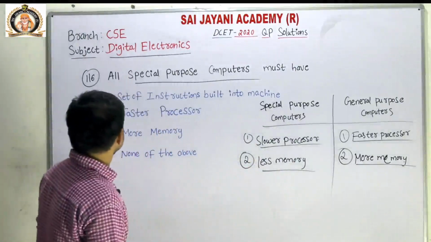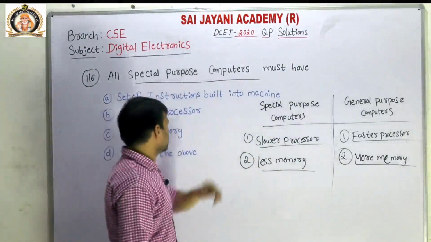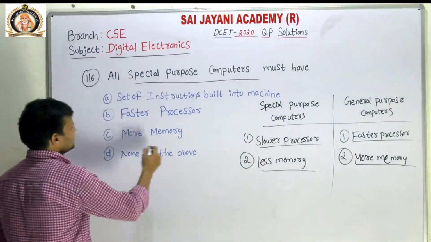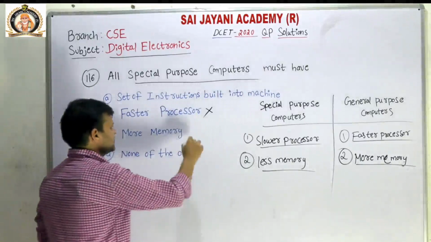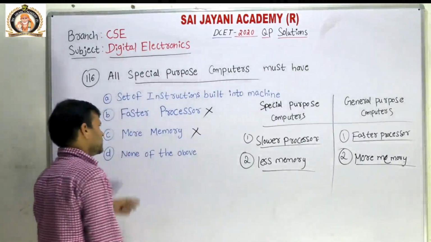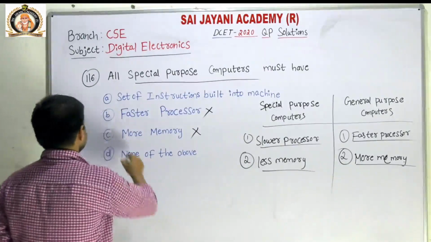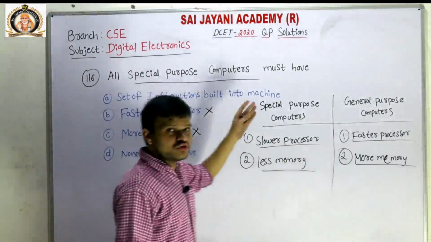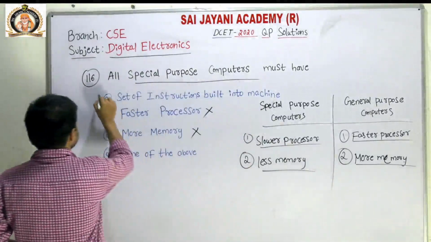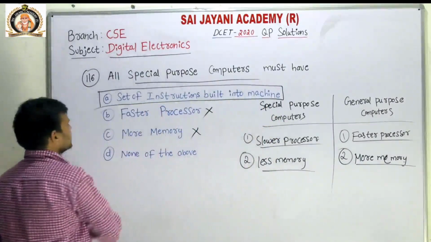So when we consider question number 116, for special purpose computers, a faster processor is not required. Similarly, more memory is also not required. So option A, a limited set of instructions that is built into the machine, is the right answer for question number 116.